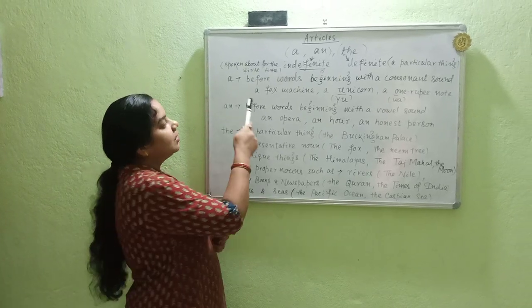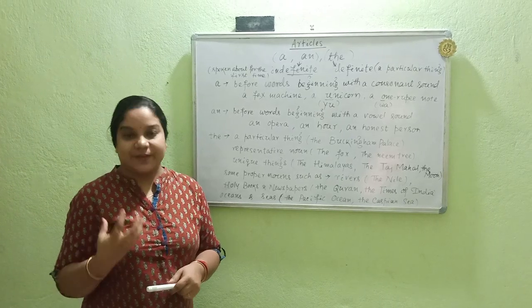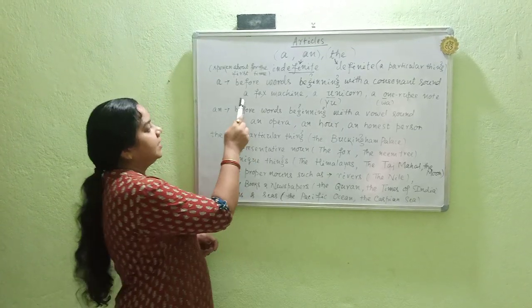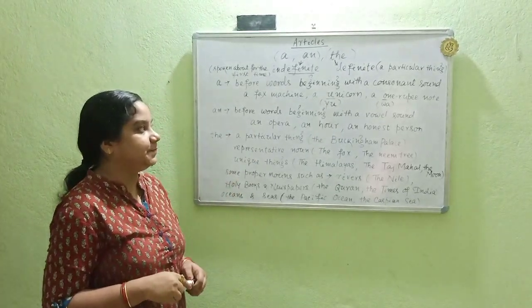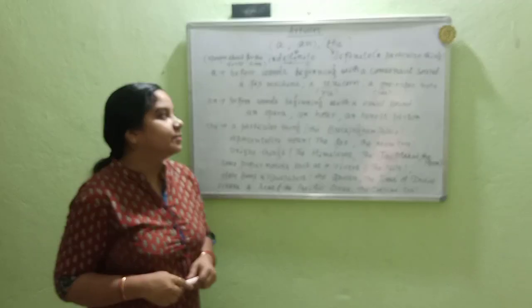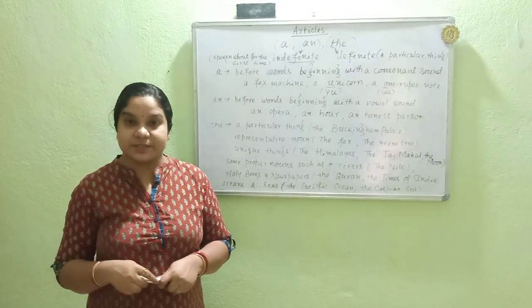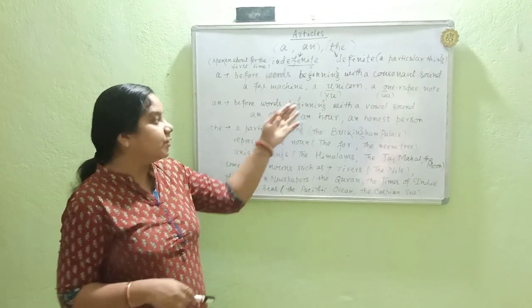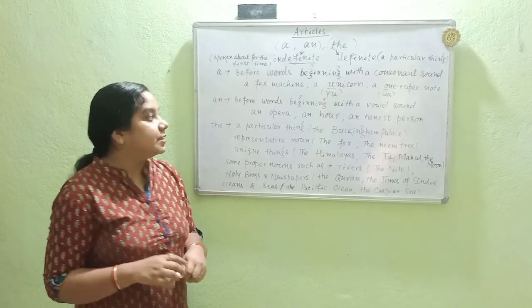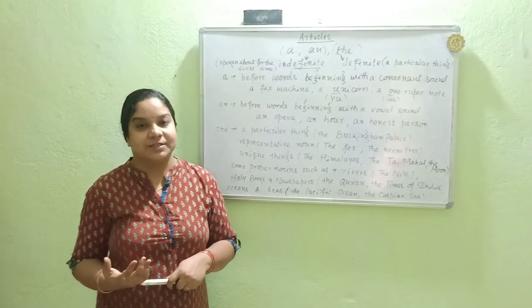So, for example, a fax machine. When you say fax, your mouth is fairly closed, and that's exactly why it's a fax machine. Now coming to a unicorn. Why a unicorn? You might be wondering, U is a vowel letter, then why shall I use a? It's not about the letter, it's more about its sound.